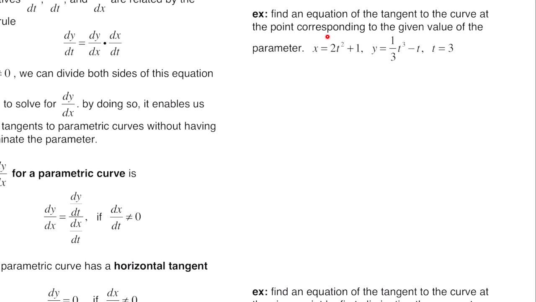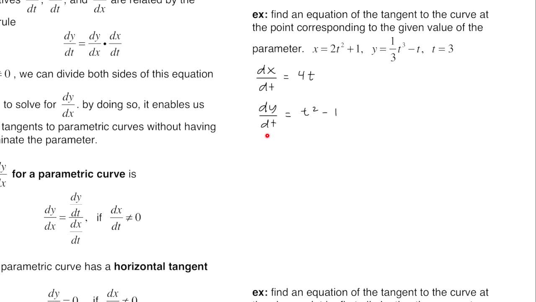So first I'm going to take the derivative of x with respect to t and then also the derivative of y with respect to t. So dx/dt, we take the derivative of this right here. The derivative of 2t² is going to be 4t, and the derivative of 1 is 0. Next, we're going to find dy/dt. So dy/dt is t² minus 1. Now that we have dx/dt and dy/dt, we're going to find the slope. So slope is dy/dx, and for parametric equations, dy/dx is equal to dy/dt over dx/dt. So we take this dy/dt and put that expression in the numerator, and then we put this expression for dx/dt in the denominator.